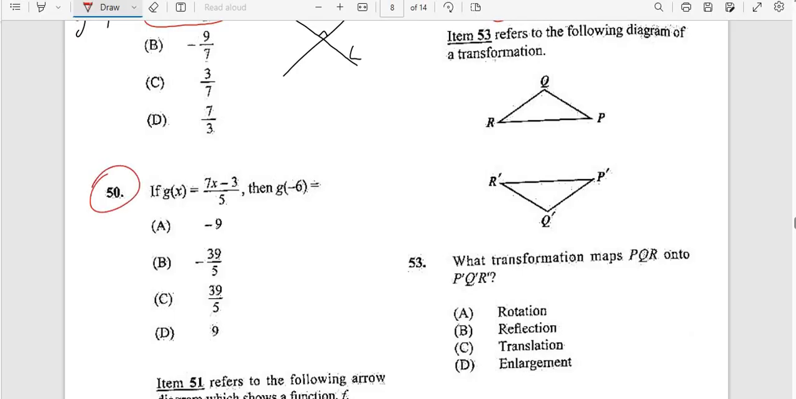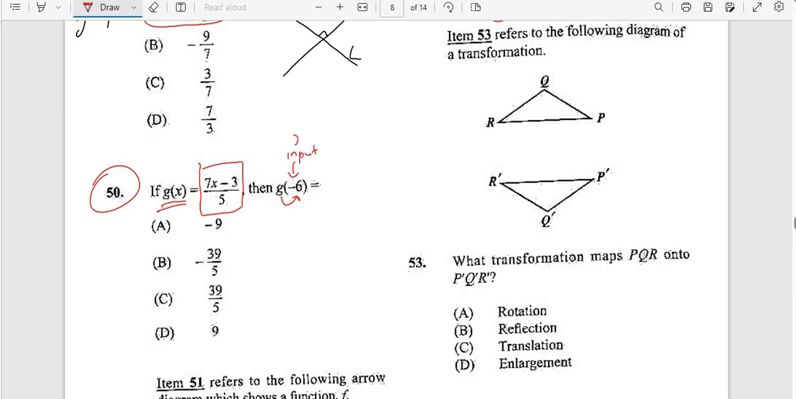Okay, so let's do 50. g of x equals 7x minus 3/5, and we want g of -6. All it is saying is that we have a function called g of x, and this portion is the function, 7 times x minus 3/5. And we're inputting, this is our input.